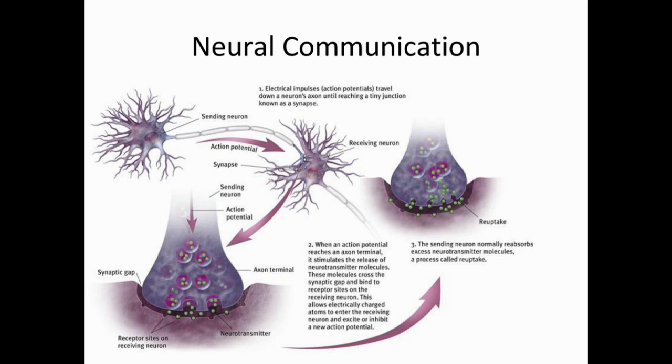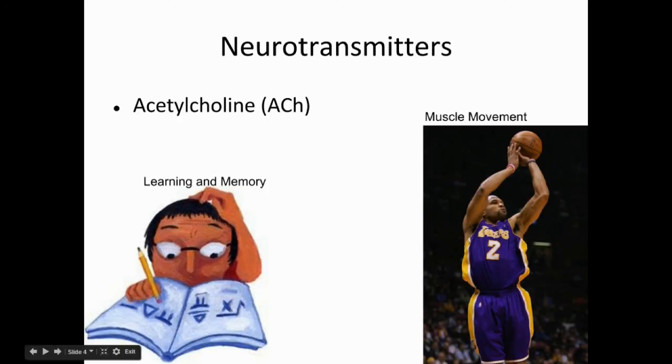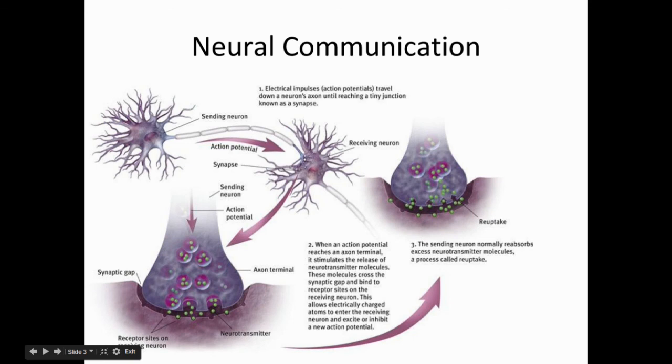Now, the body, trying to be efficient, is going to release these chemicals into the synaptic gap. Some of them are going to be absorbed. Some of them are not going to be absorbed, and they're going to be floating around in the synaptic gap. The sending neuron then goes through a process called reuptake. Reuptake is when the sending neuron is reabsorbing excess neurotransmitters back into the terminal branch as a means of efficiency and maintaining those neurotransmitters to use at a later time. And so that's the basics of how a neuron fires.